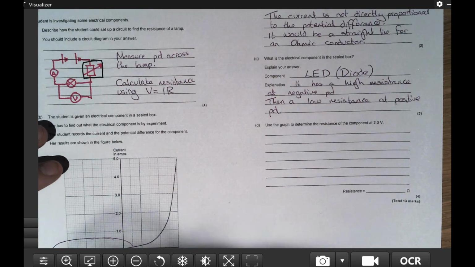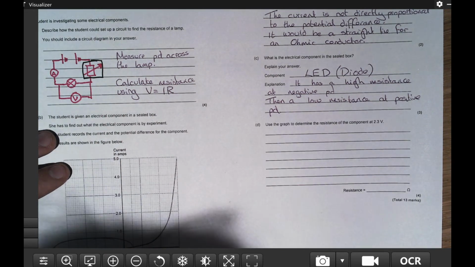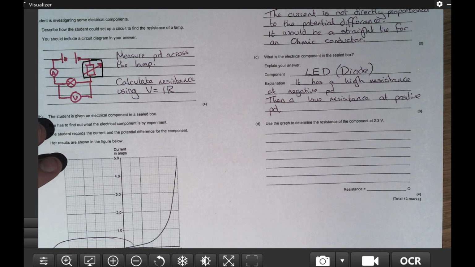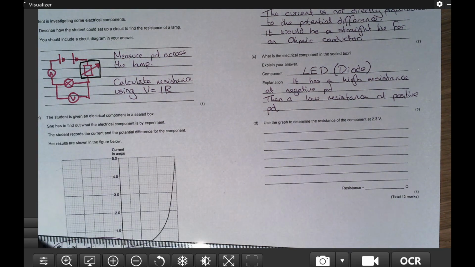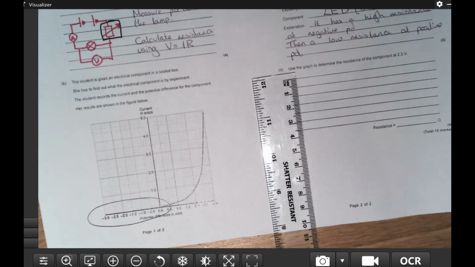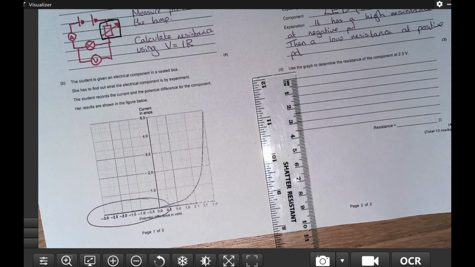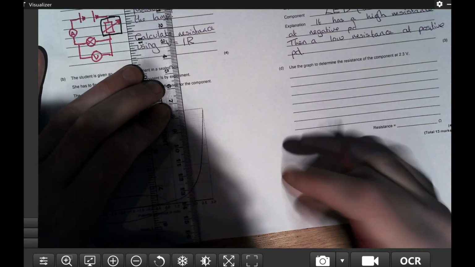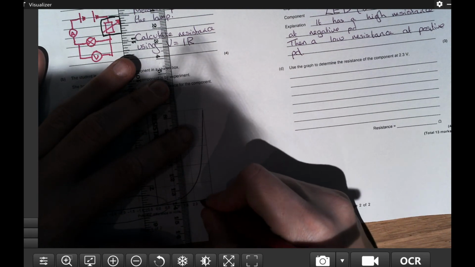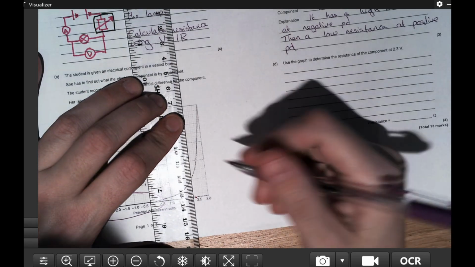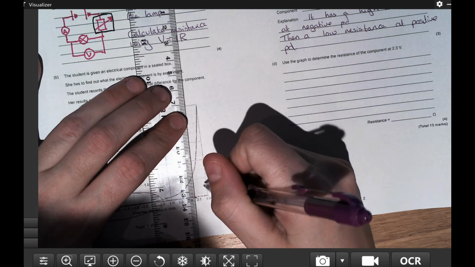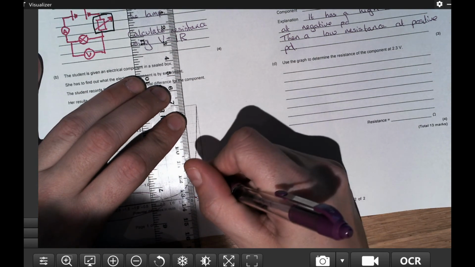Okay, and then the final question is asking us to use the graph to determine the resistance of the component at 2.3 volts. So you've got to look at the graph, and this is a little bit hard on screen, so I'll show you how you would do it on paper. Now, there are two possible ways that you could go about this. First of all, you need to find 2.3 on the graph, and that's quite difficult. And then you would draw your line up to the graph.